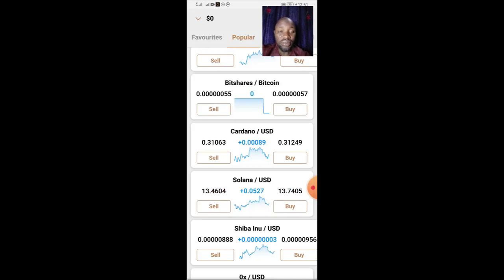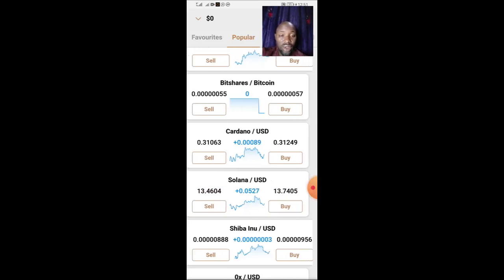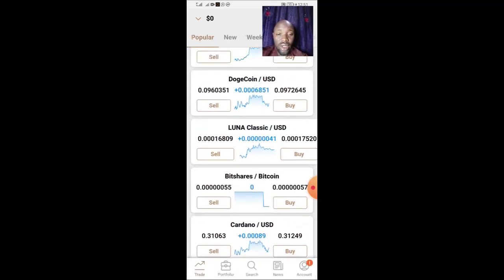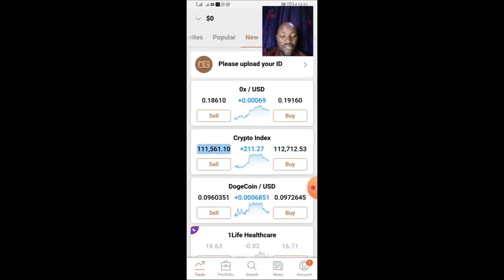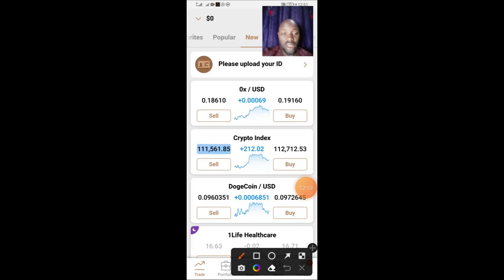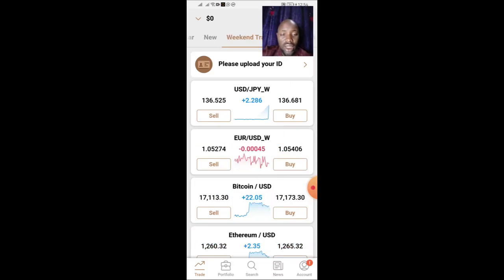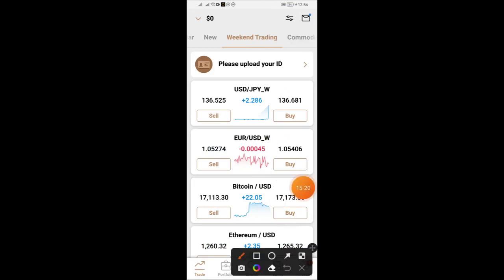Now let's move. Sorry. Now the new section displays the new assets that are being brought to the market. Like when you see this is OX slash USD, then crypto index. You can also trade crypto index. Then look at Dogecoin slash USD, and a lot is being traded during the weekend. You see, these are weekend trading assets. Now you can trade them.